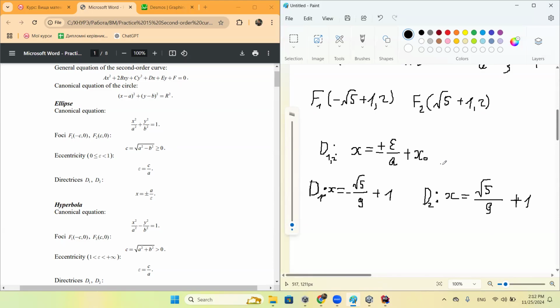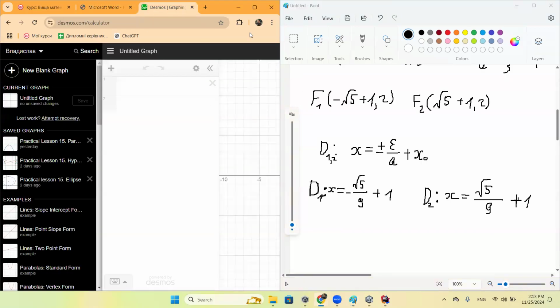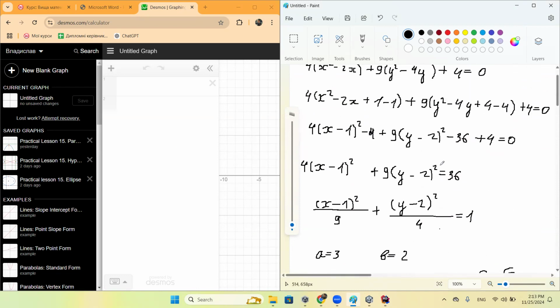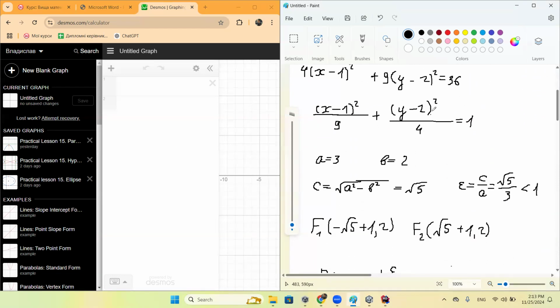Any questions about the ellipse? No questions, right? Okay. A question: why do we add 1, 2 for the foci? Yes, let me explain. We do it because the center is not at the origin of coordinates. It is located at the point 1, 2. So as the center is moved, the foci are moved as well. Have I answered your question?